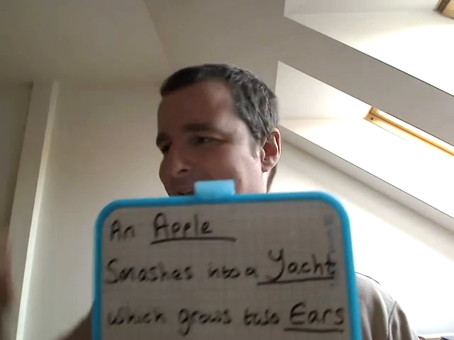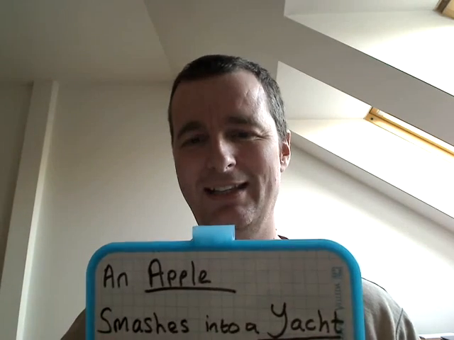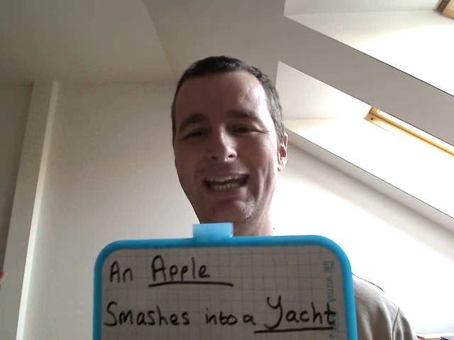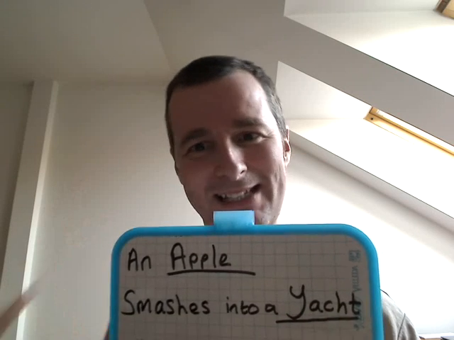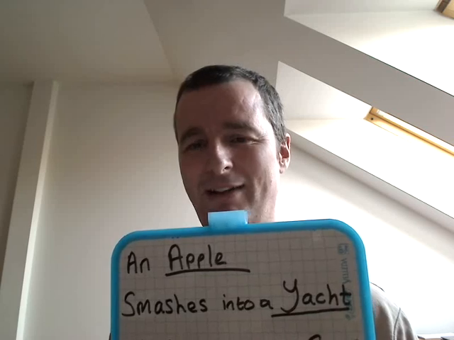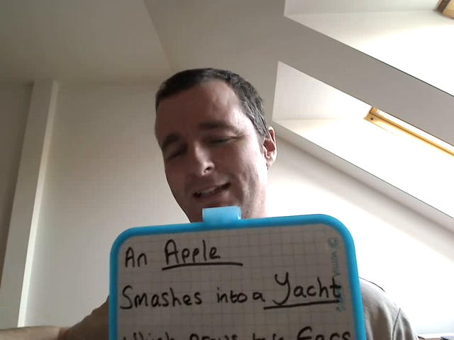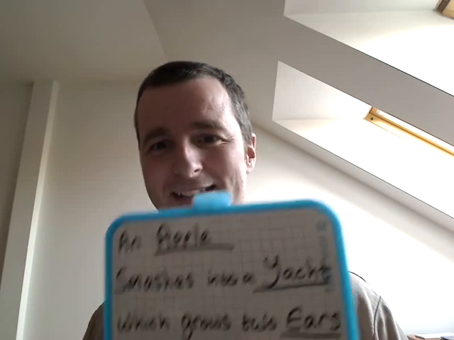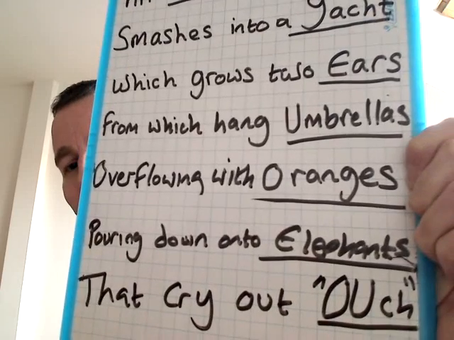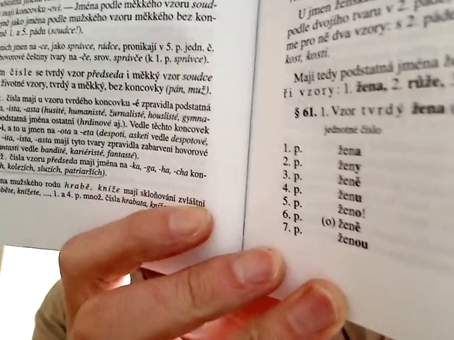An apple smashes down into a yacht. The yacht grows 2 big ears. From the ears are hanging umbrellas upside down as earrings, giant earrings, and those umbrellas are filled to overflowing with oranges. The oranges pour out down onto elephants, and the elephants cry out, "Ouch!" Now, the story's silly, but it's quite easy to remember. And what's important there is that it matches the word endings for žena.